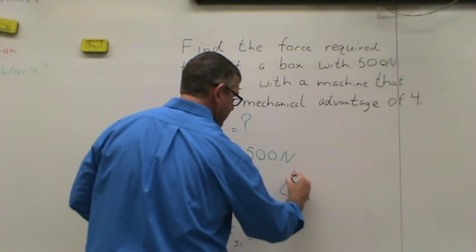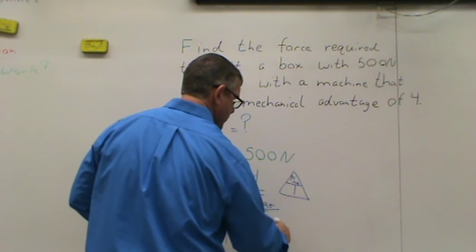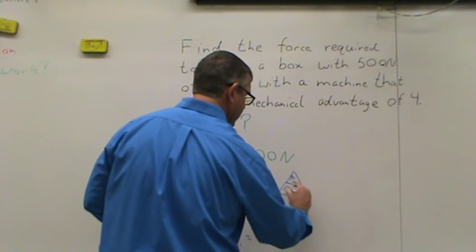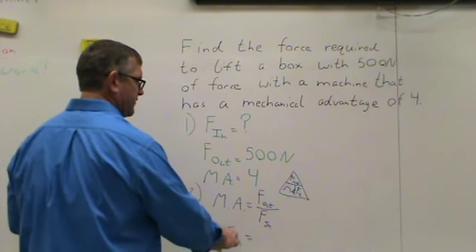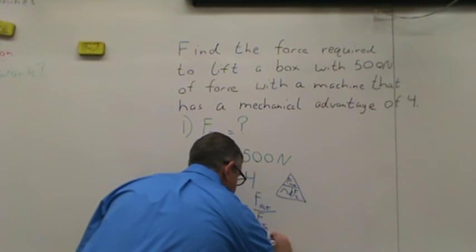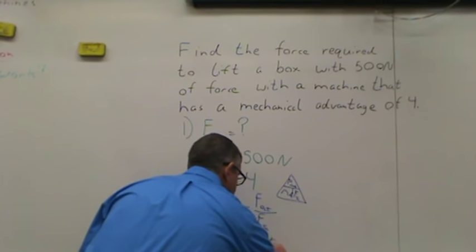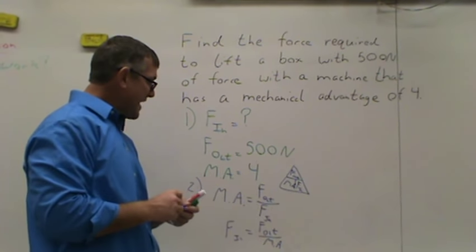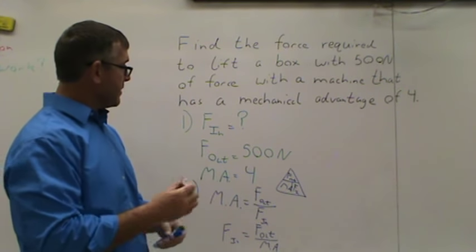Force out is up top. Force in on bottom. Our mechanical advantage is our leftover corner. We're looking for force in, so we cover force in. That becomes force out, all divided by mechanical advantage. So force in equals force out divided by mechanical advantage.